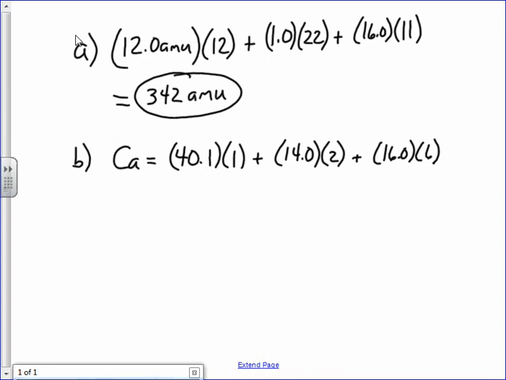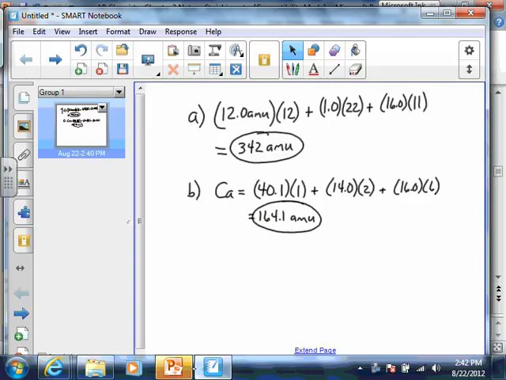I'm getting 164.1 AMU. Okay, very simple stuff. So that's that. Align my board.